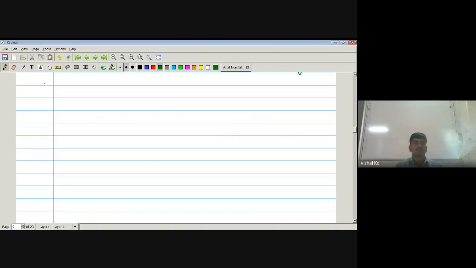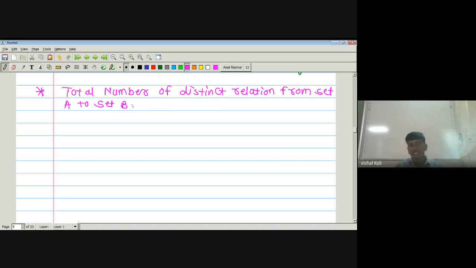Now, next definition: total number of distinct relations from set A to set B. Okay, that is, suppose we have two sets A and B, then how many distinct relations are possible from the set A to B? That is, we have to see.